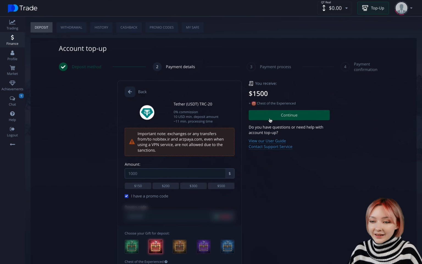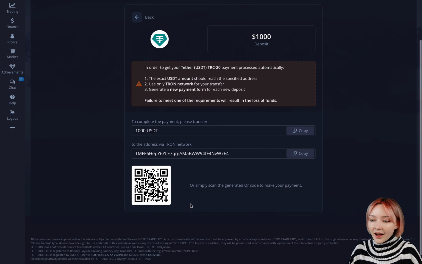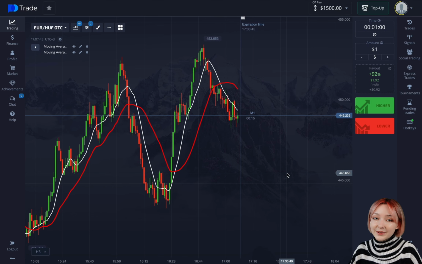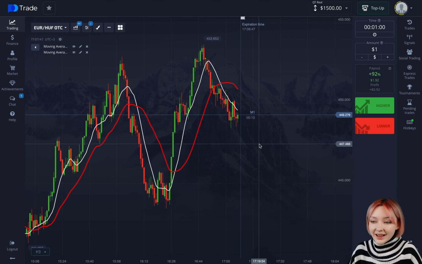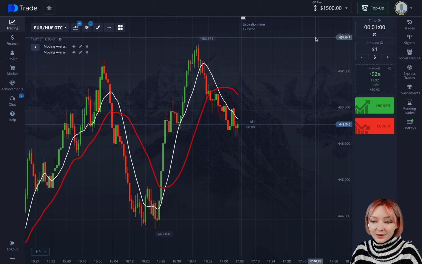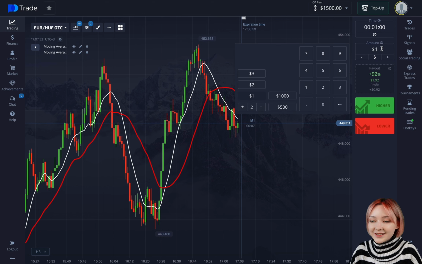Now I'm clicking continue and proceeding with the payment. After the payment gets processed, the money will display in our account balance in just a few minutes. So it's literally been around 2 or 3 minutes. I'm back. We've prepared the chart. We've got some deposit on my real account. I'm setting the starting deal amount to $300.